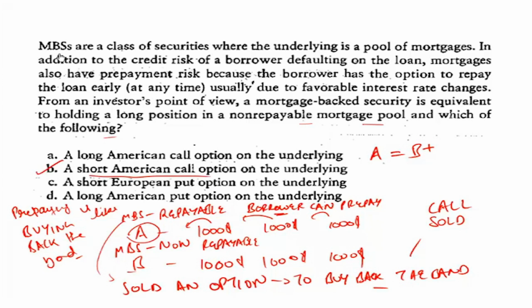We will discuss mortgage-backed securities in a little more detail in the coming slides. But for now, just understand that the behavior will be the same as that of a mortgage. So mortgage-backed security has the underlying as a pool of mortgages. So a mortgage also contains a short American call option on the underlying. So it is equal to B plus a short American call option.